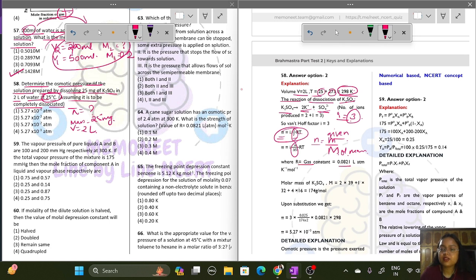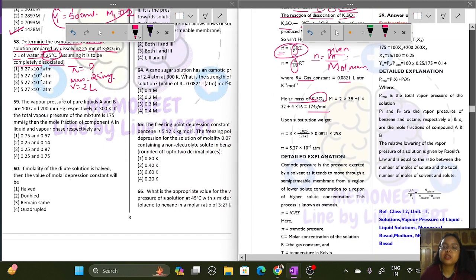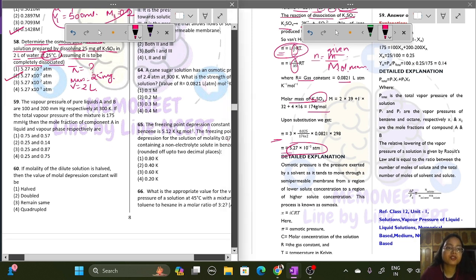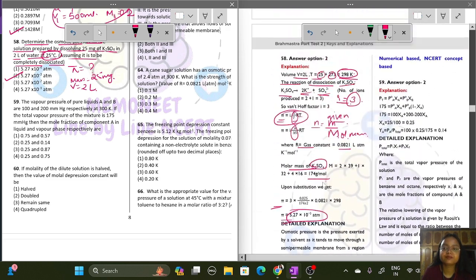So R is the gas constant, 0.0821 liter atm per Kelvin per mole. Molar mass of K2SO4 we can calculate as 174 gram per mole. On substituting all these values in the osmotic pressure formula, we will get pi equals 5.27 into 10 to the power minus 3 atm. Okay, 5.27 into 10 to the power minus 3, which means option number 2. Option number 2 is correct for question 58.